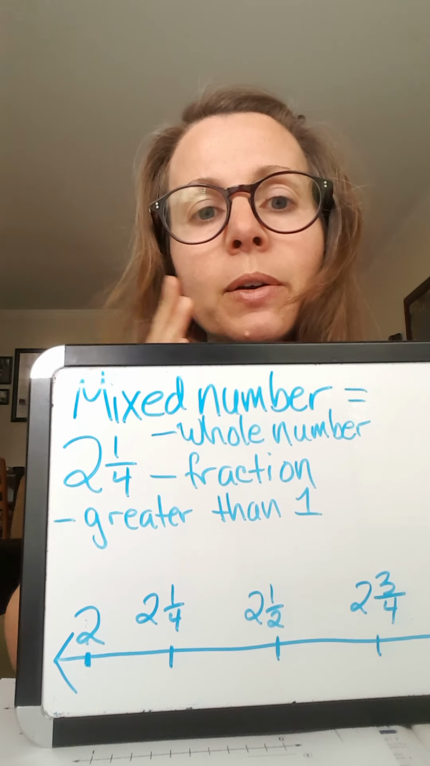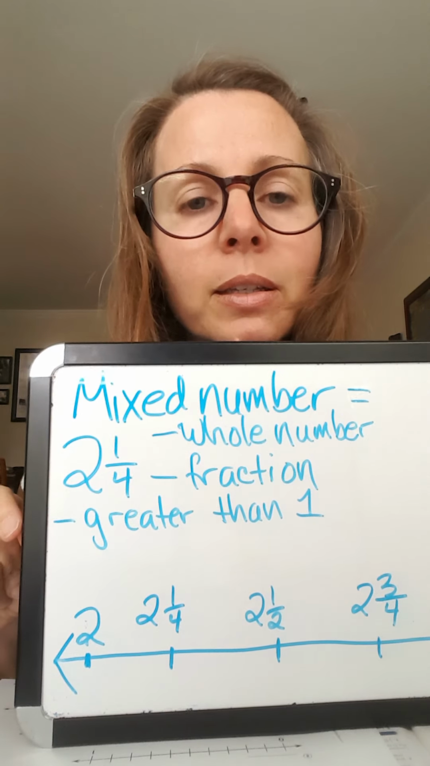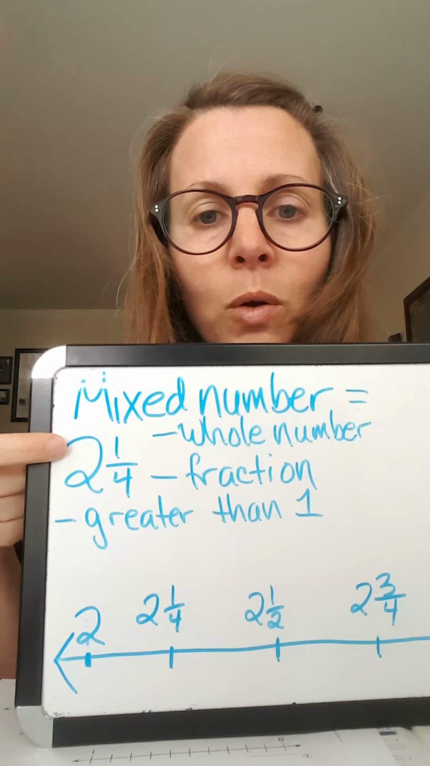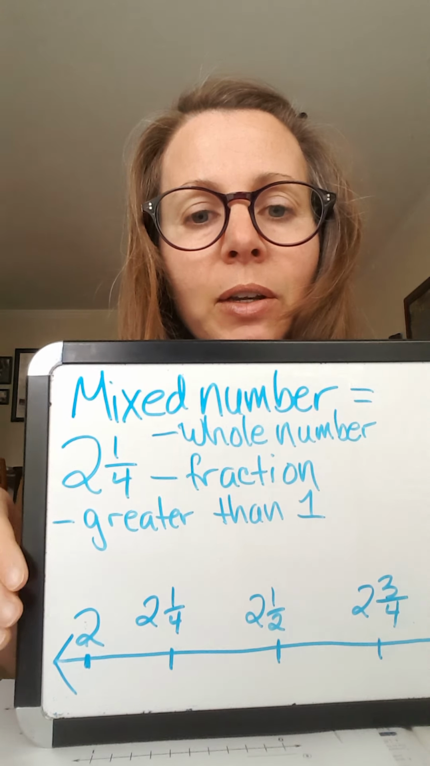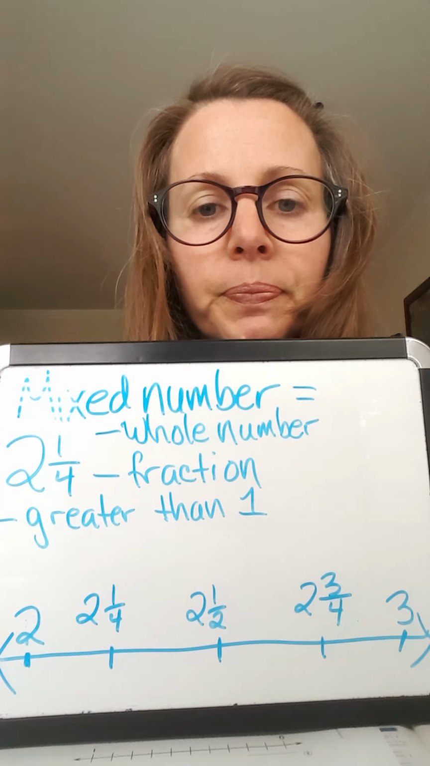So anything greater than 1, even if it's 1 1/4, is greater than 1, and that is a mixed number, okay, if it has a whole number part and a fraction part. So please pause it here if you would like to write down that definition.